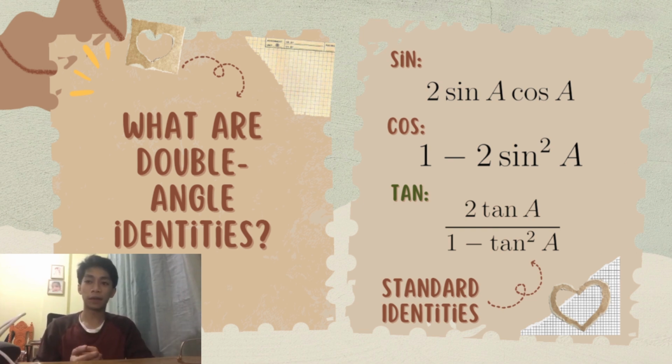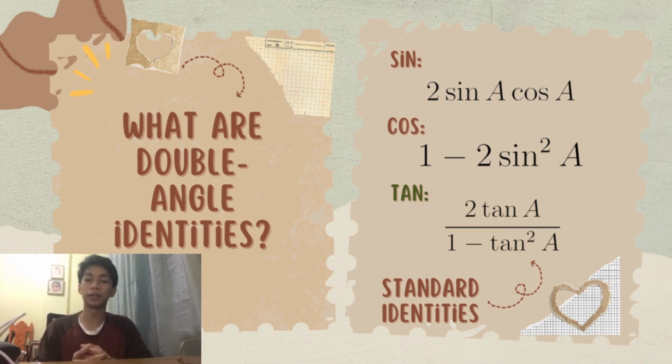And finally, for the focus of our discussion today, the tangent, which has the standard form of 2 tangent A over 1 minus tangent squared A. When using the formula with a given sine and cosine theta, you will just need to substitute them into the actual formula, but when solving with the tangent given, it would be a lot more difficult.